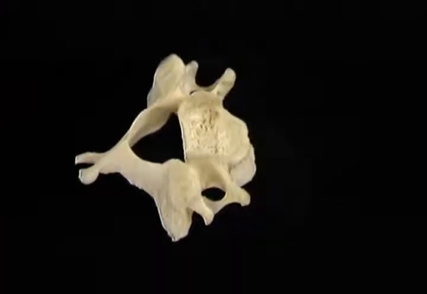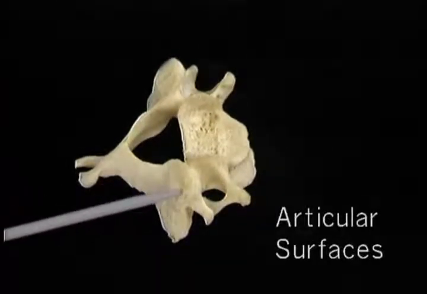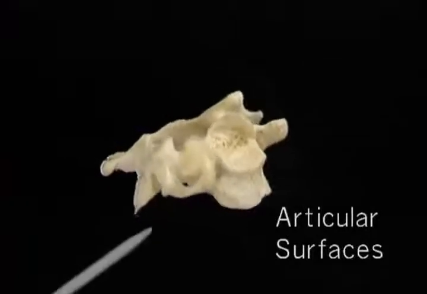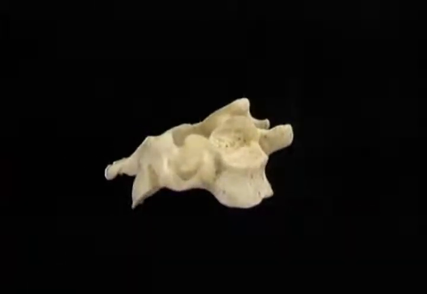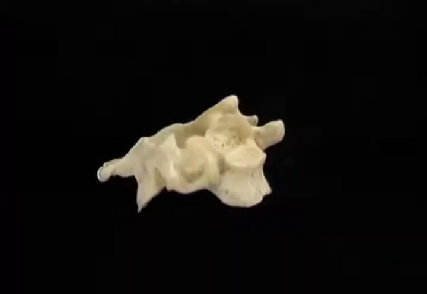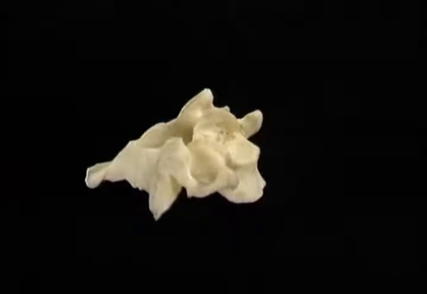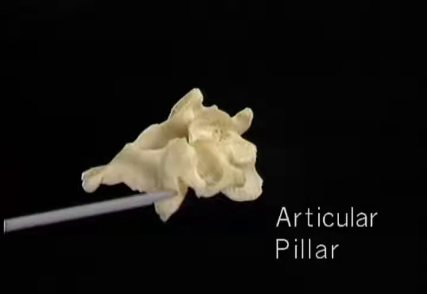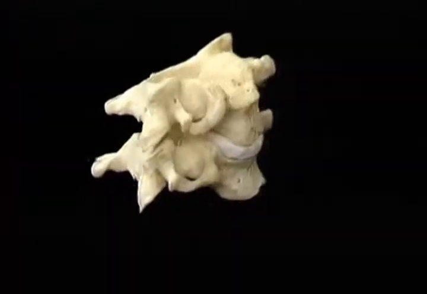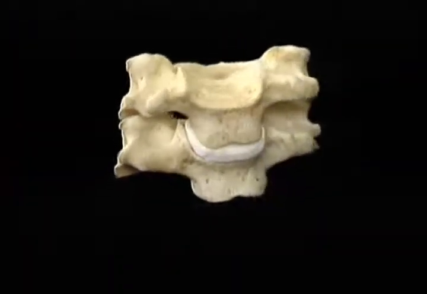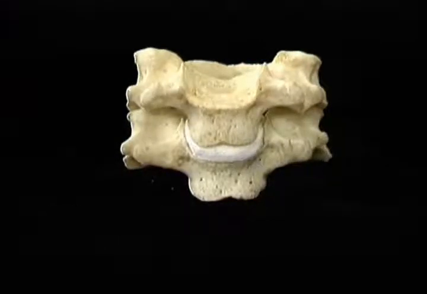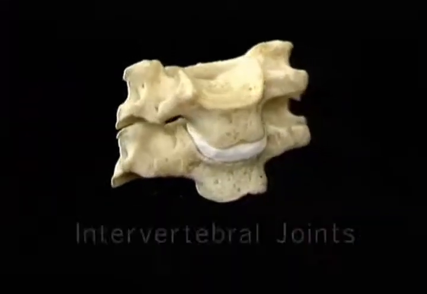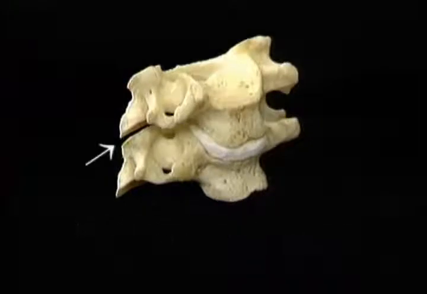On each side there are 2 articular surfaces, one above and one below, which form the intervertebral joints. The articular surfaces slope upward and forward. They're connected by this mass of bone, the articular pillar. Each vertebra is joined to its neighbors by an intervertebral disc in front and by 2 intervertebral joints behind, one on each side.